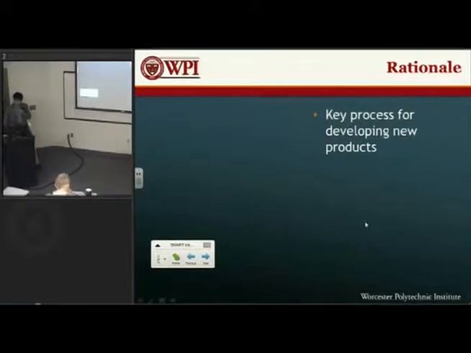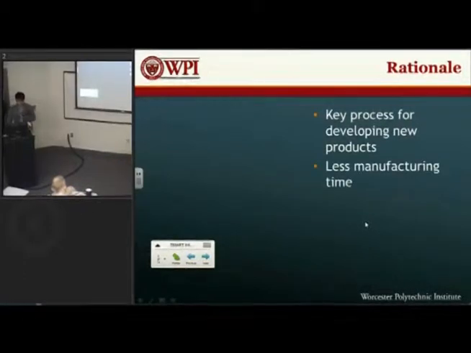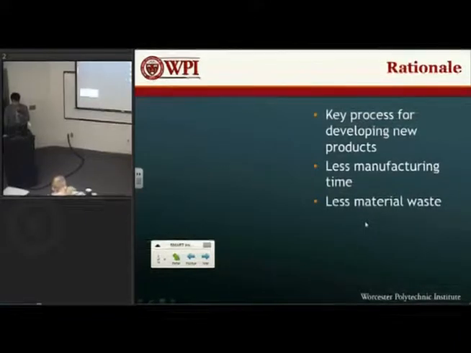The reason we chose this topic is that rapid prototype manufacturing is, as we know, a key process for developing new products, whether for a company, a university lab, or some research departments. The advantages are that it costs less manufacturing time and less material waste, and what's more, it's more flexible.